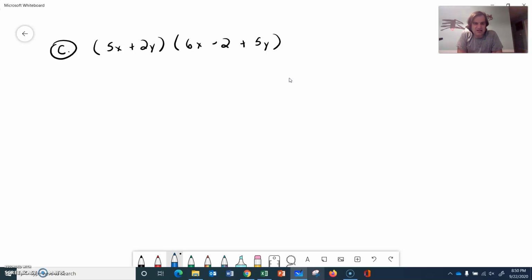Okay, the third practice problem here, C, is the expression 5x plus 2y, multiplied times the expression 6x minus 2 plus 5y. So once again, I'm going to write it out like a distributive property. I'm going to take the 5x and multiply it by the entire second expression of 6x minus 2 plus 5y. And then I'm going to take the 2y and multiply it times the second expression as well.